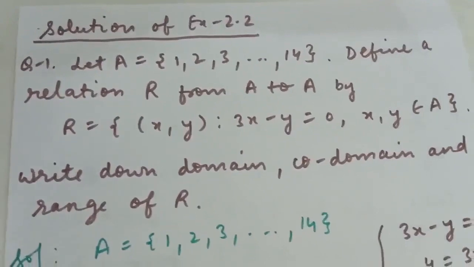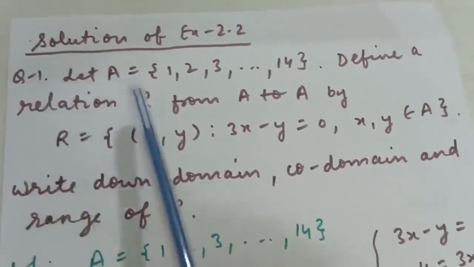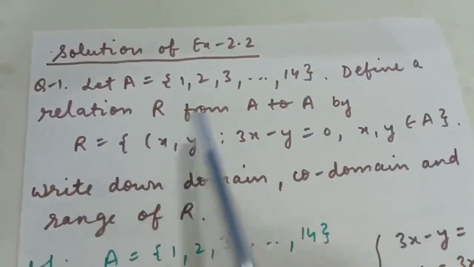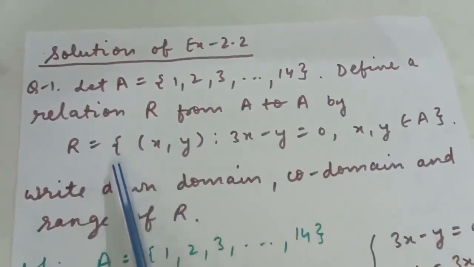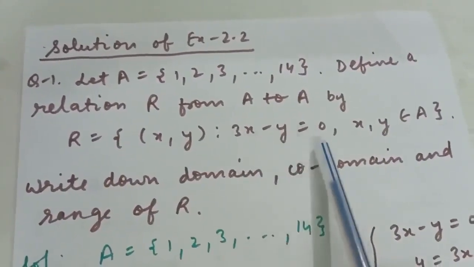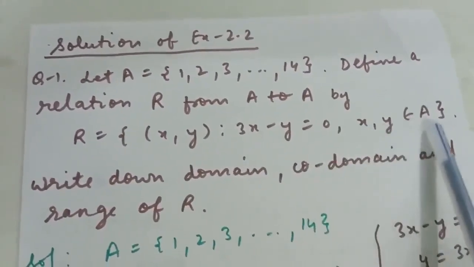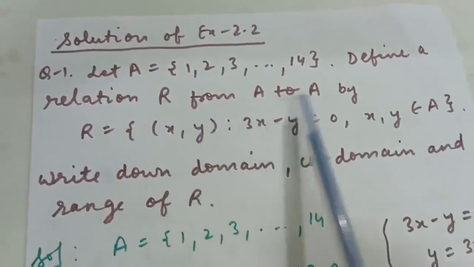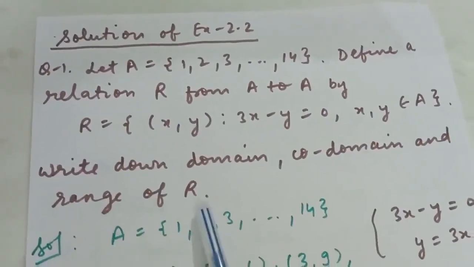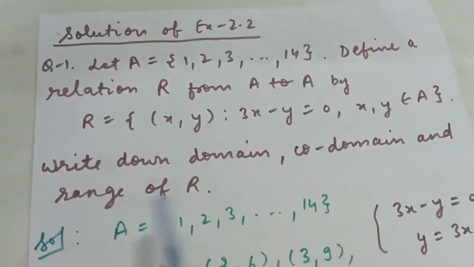Solution of exercise 2.2, which I have given you as homework, questions 1 to 4. Now question number 1. Let A be the set {1, 2, 3, up to 14}. Define a relation R from A to A by R including those ordered pairs (x, y) such that 3x minus y is equal to 0 and x, y both belong to A, because the relation is from A to A. Write down the domain, codomain and range of R. We have to find the domain, codomain and range.